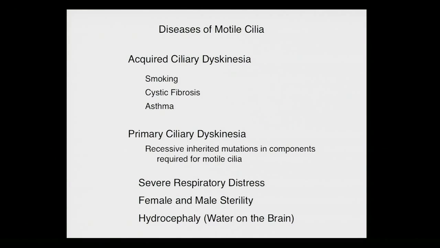One form are the acquired diseases, which are not due to defects in the multiciliated cells themselves, but are due to damage to the multiciliated cells. Since they're out in the open there and they're constantly being exposed to stuff, it's easy to damage them. And smoking is a classic example of this because of the chemicals present in smoke. Cystic fibrosis is another example.